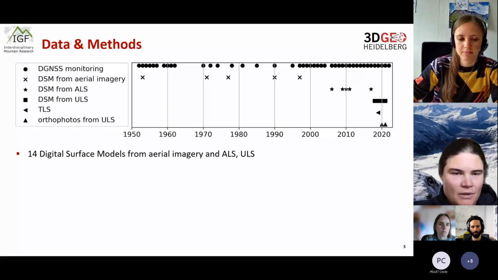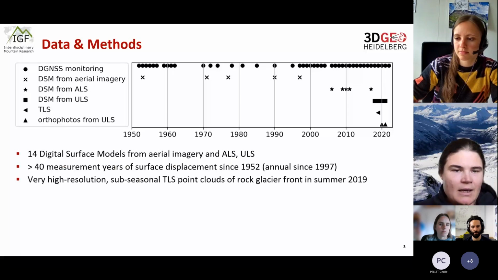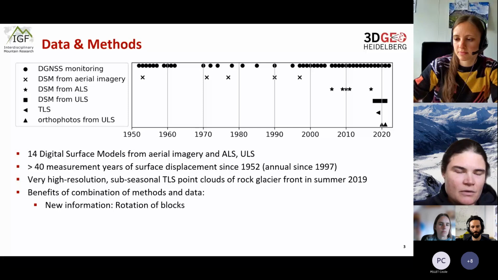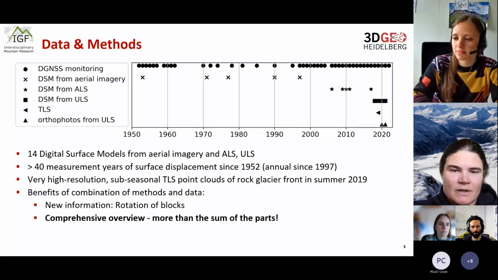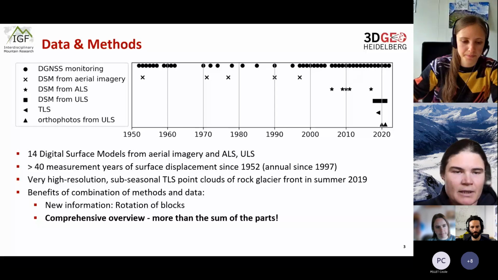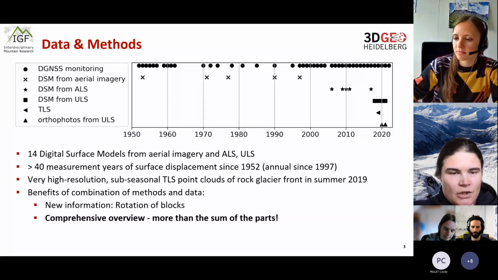If you can just click through the slides, Vivien, thank you. So early surface models from aerial imagery, then more recently airborne and UAV-borne laser scanning, then those high-resolution point clouds that Vivien is working on, and some orthophotos also from the UAV surveys. And there is more detail on all of this in the publication we mentioned.